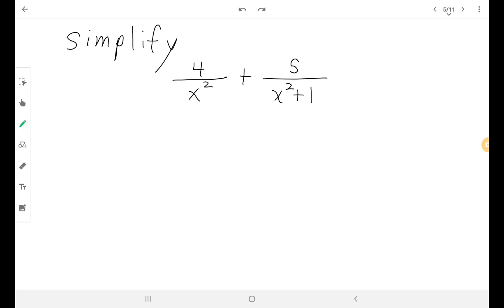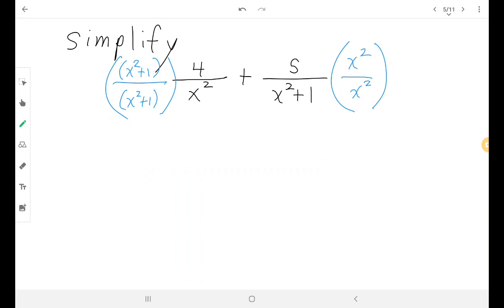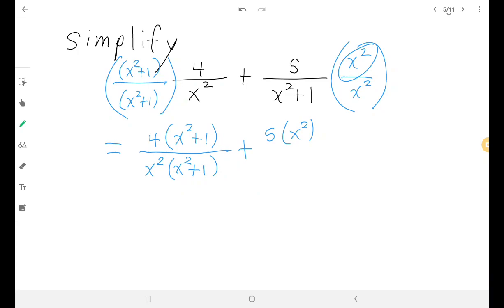So what I'm going to do is I'm going to say, okay, I've got this whole thing. I'm going to treat that as a collected thing. And I'm going to multiply by that whole thing over here. And then over here, I'm going to multiply by this x squared over x squared. And that's going to get me a common denominator. So what I'm going to have is 4 times this quantity x squared plus 1 over that x squared, this x squared right here, times that quantity x squared plus 1, plus 5 times that x squared right there, over that same x squared times x squared plus 1.